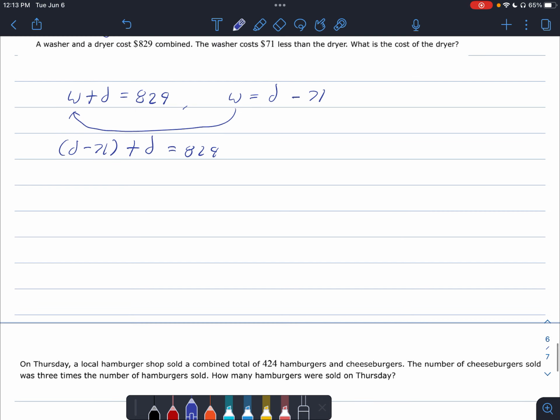We can eliminate these parentheses by noting that we're just adding here. So this becomes D minus 71 plus D is equal to 829. If we combine like terms, we have D plus D, or 2D minus 71. Let's draw some arrows so we know that we're on different lines here. So we have 2D minus 71 is equal to 829.